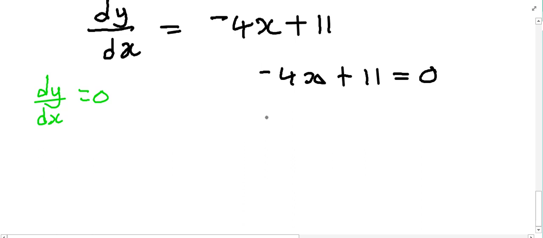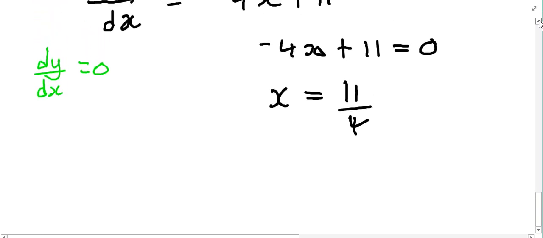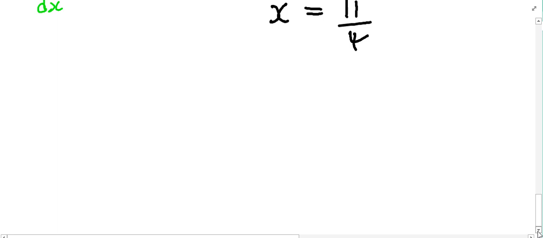So working out that is going to give us x is equal to 11 over 4. x is equal to 11 over 4. So knowing that x is equal to 11 over 4 as our x component, we can easily look for the y component of the turning point.